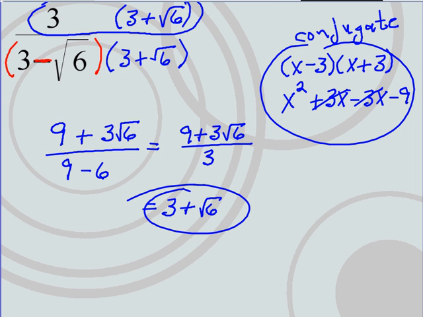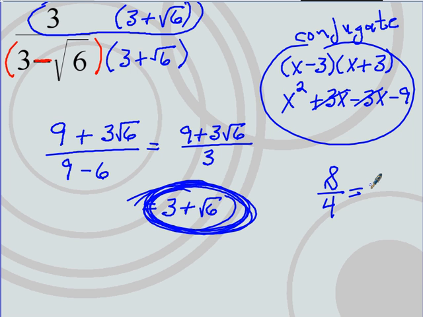Something else, we're not going to do it, but since that is the answer, you should be able to think about this: if 3 divided by 3 root 6 is this, you should be able to multiply. Think about it, if 8 divided by 4 is 2, then that means that 2 times 4 must be 8. If 3 divided by 3 minus root 6 is this, then that means that this times 3 minus root 6 should be 3, and you could multiply it back out. Well, actually, we did on bottom here. It is 3.